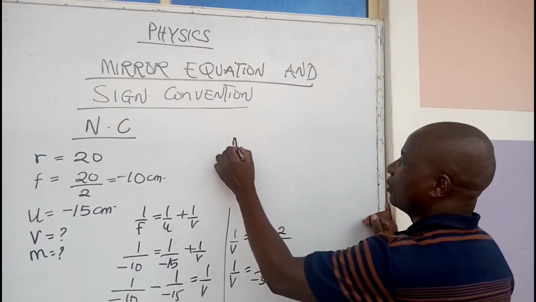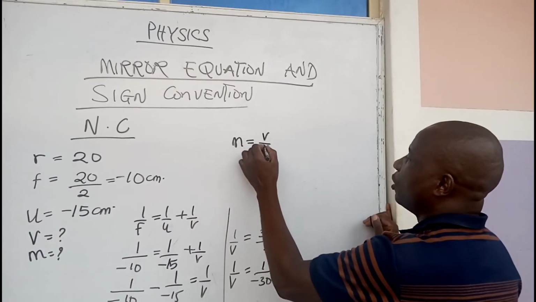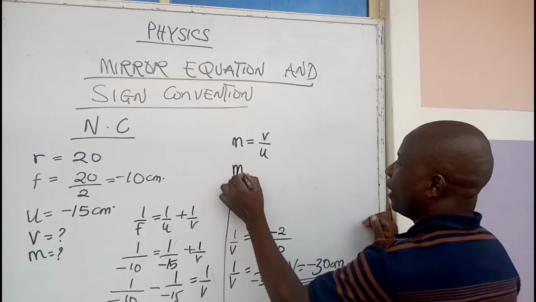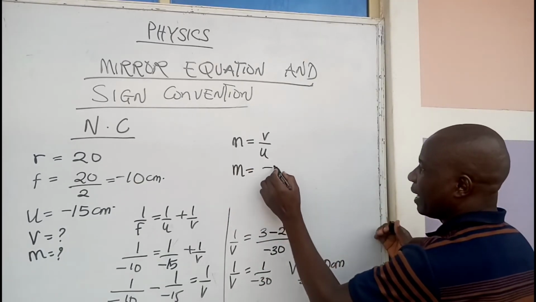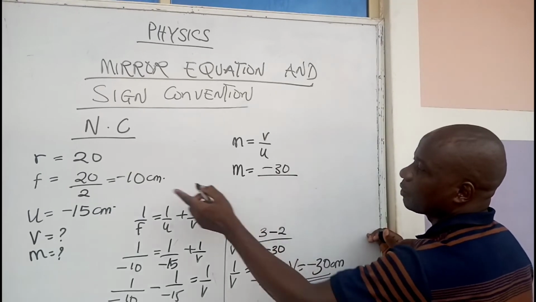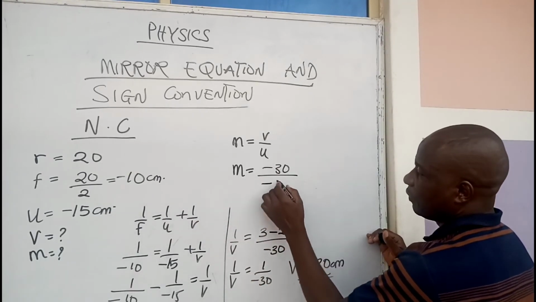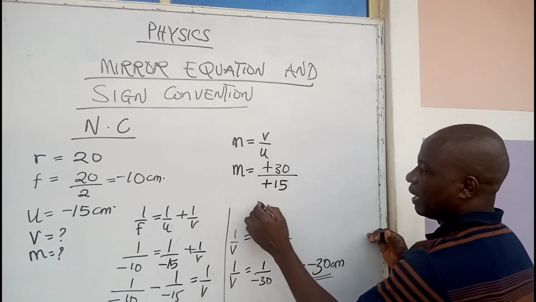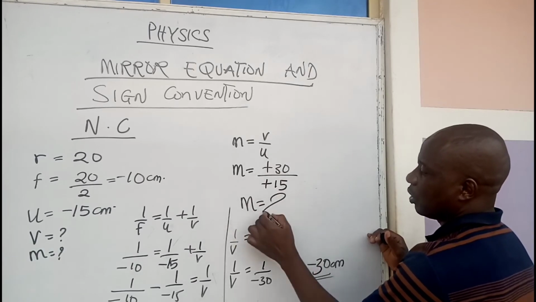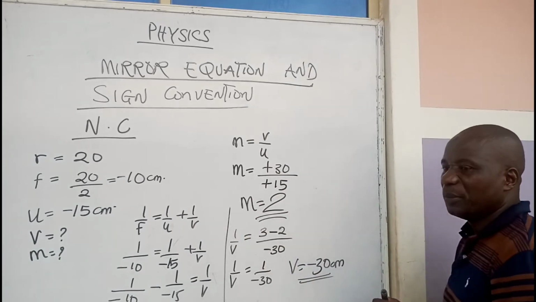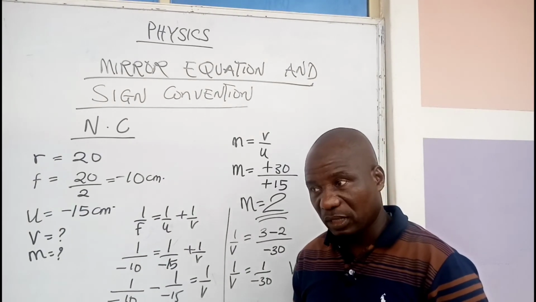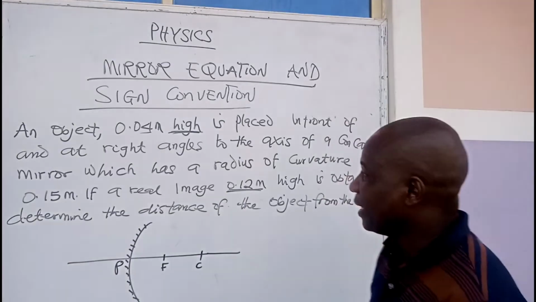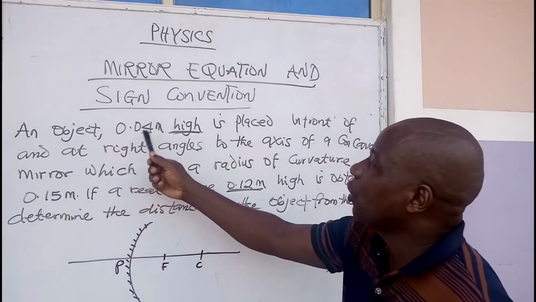Magnification now is going to be v all over u. M is equal to, what's our v? We have gotten v to be minus 30 all over, what's my u? Minus 15. Minus cancel minus. M is also 2. Can you now see? In both cases, the magnification is 2. Is that all clear?